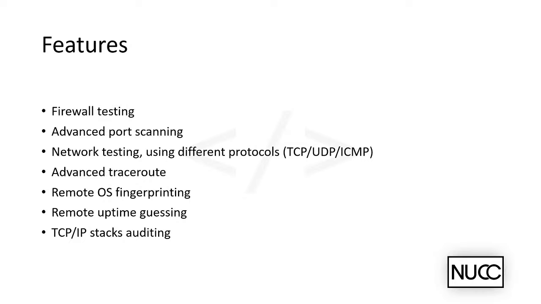The features of HPing3 are that it's used for testing firewalls, advanced port scanning that is equivalent to Nmap, and network testing using a bunch of different protocols. So UDP is your video, TCP is normally your websites, and ICMP is a special one used for pings. And then, as I said earlier, advanced traceroute can do all the fancy stuff that Nmap can do, like trying to work out the operating systems.